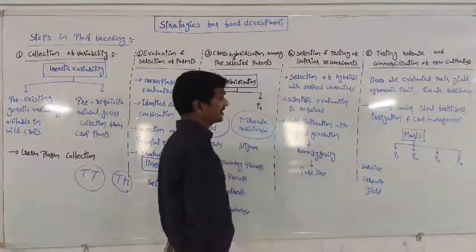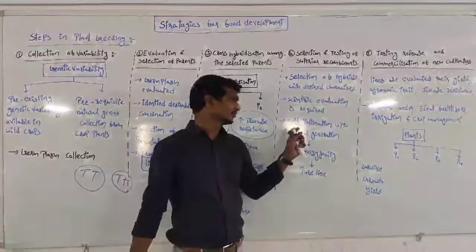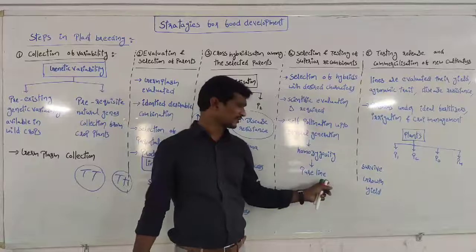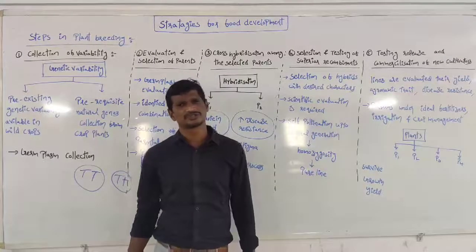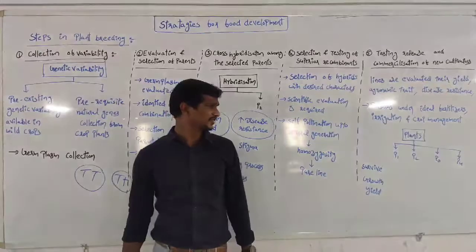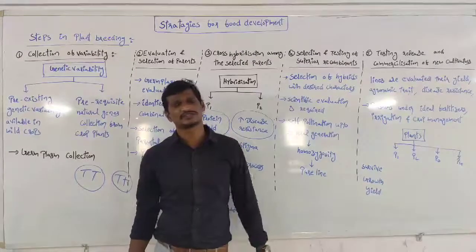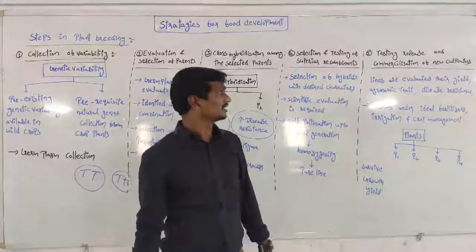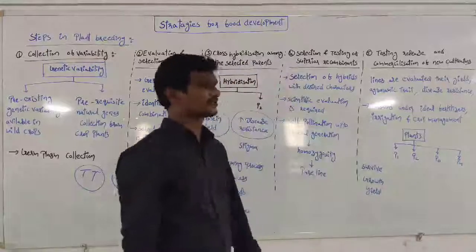And self-pollination: once we have selected one hybrid plant, within that plant we again follow pure line production, pure lines produced by the self-pollination process, because we are stabilizing the desirable characters to the next generations also. And the last one is testing, release and commercialization of new cultivars.